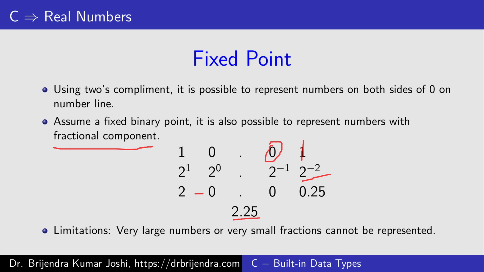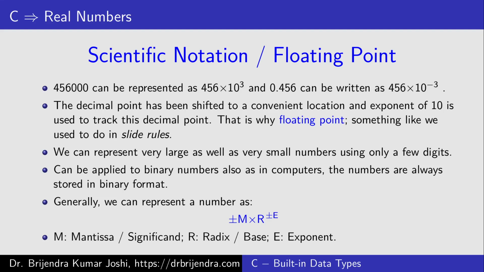But in such a representation, fixed point representation, the location of the binary point is fixed. What is the limitation? Very large numbers or very small fractions cannot be represented. That is the limitation. So to solve this problem, scientific notation or floating point notation is used for real numbers.